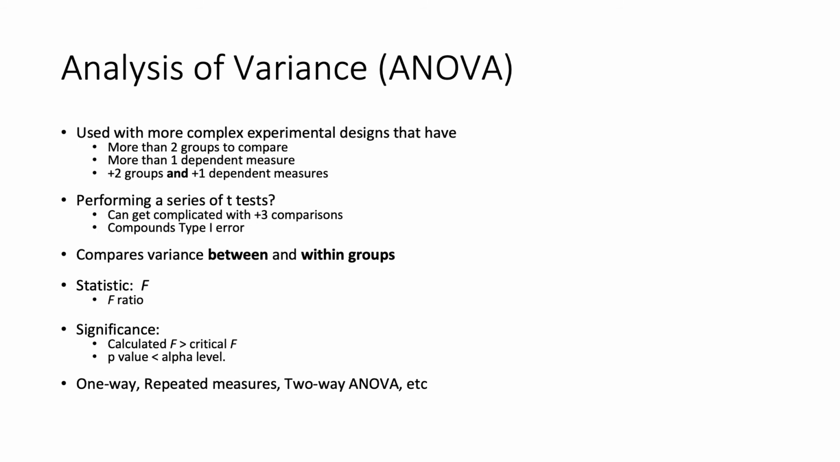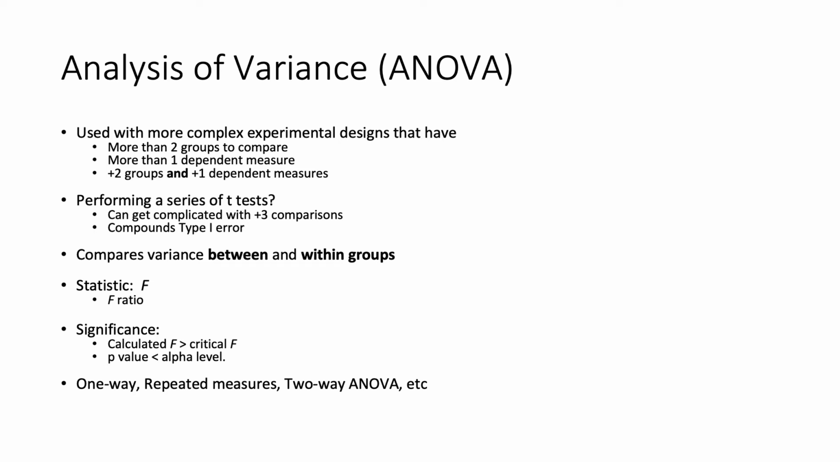When you want to investigate differences among more than two groups, or between two groups at multiple time points, you can perform a test called analysis of variance, or ANOVA for short, which allows for multiple comparisons. You may ask, why can't you just perform multiple t-tests? Well, it can get complicated with more than 3 comparisons, and it will also compound type 1 error.